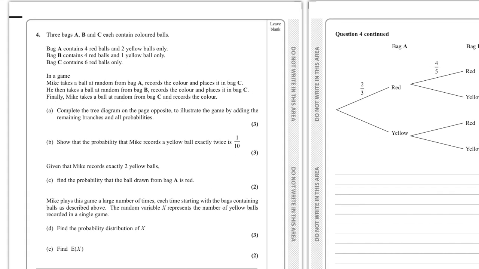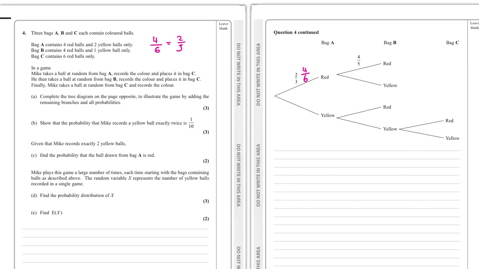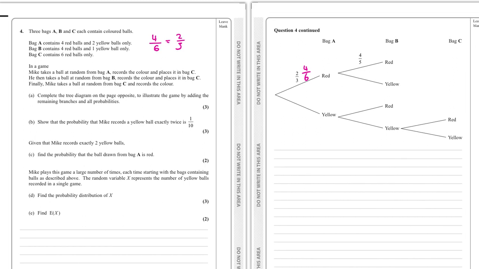Okay, so let's have a look at this. He takes a ball at random and records it. Now, what's slightly confusing here is they've done 2 over 3. That's because in the red bag there's technically 4 out of 6, which is 2 over 3. So I'm going to put that as 4 over 6 to help me. Okay, so in a game, he takes a ball at random.